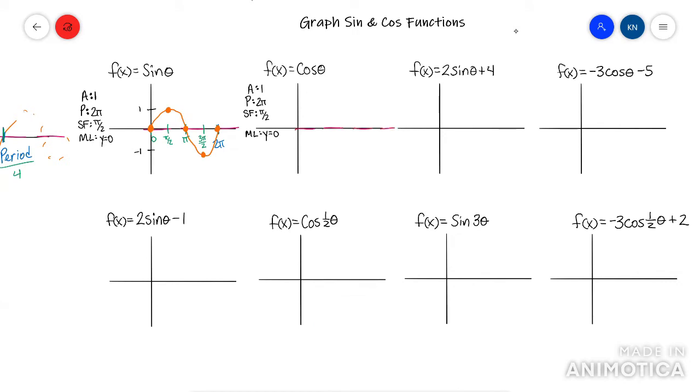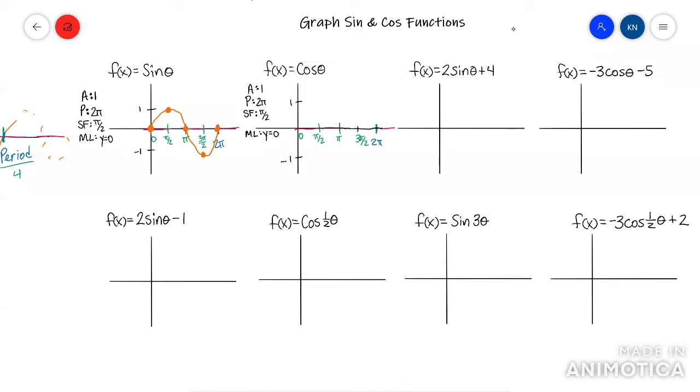I would do my amplitude. Here's 1. There's -1. The period is 2 pi. So scale factor, I'm going to have a point at 0, a point at pi over 2, at pi, at 3 pi over 2, and at 2 pi.